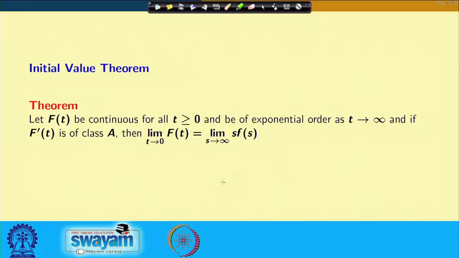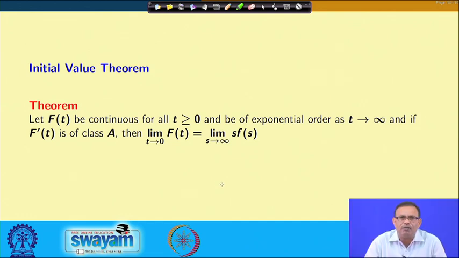This initial value theorem states that let f t be a continuous function for all t greater than equals 0 and be of exponential order as t approaches infinity. And if f dash t is of class A, that is f dash t is maybe piecewise continuous and is of exponential order, then limit as t approaches 0 of f t must be equals to limit s approaches infinity s f s. So, basically whenever t is approaching 0, that value for the function f t should be equals to the limiting value of s f s whenever s approaches infinity.